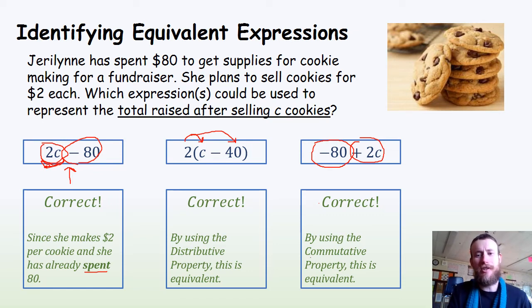This expression is using the commutative property, which again is switching the order of the two terms. So these two terms got reversed. So not always would all of the expressions be correct, but in this case they all are equivalent because they're kind of demonstrating a couple of the properties that we use.